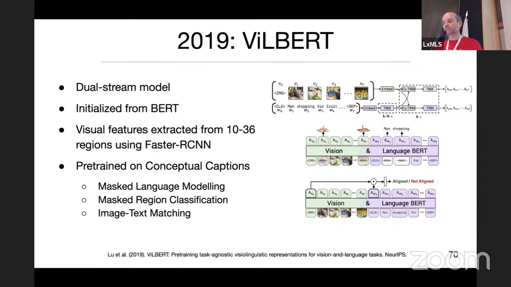And having 10 to 36 regions of interest as our visual features and using something like conceptual captions means that the number of inputs you'll typically process here for pre-training is maybe between 50 and 60, which is quite reasonable and manageable. Whereas if you were to use one of these vision transformers with hundreds of patch embeddings, you can see that you would maybe encounter some computational difficulties.